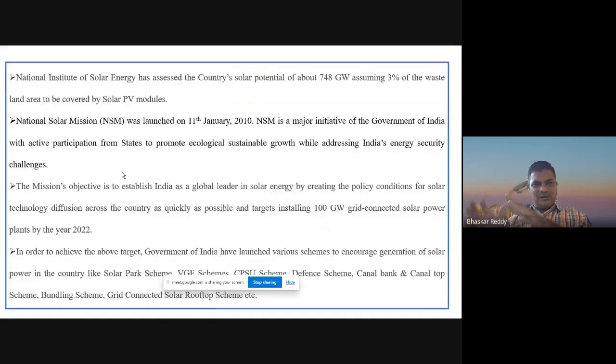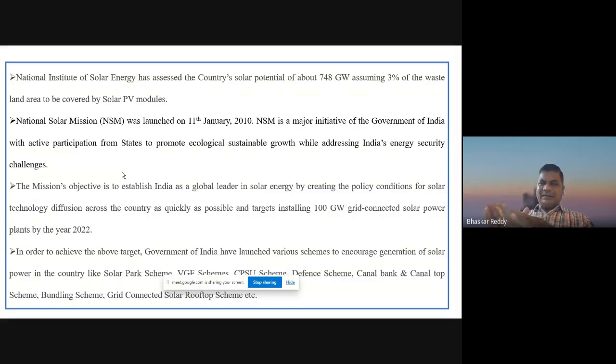Based on these activities, the government of India has concentrated on the development of solar, and they have initiated one National Solar Mission. Not only this, today we also have the Solar Energy Corporation of India. These are under the MNRE, the Ministry of New and Renewable Energy, under the government of India.